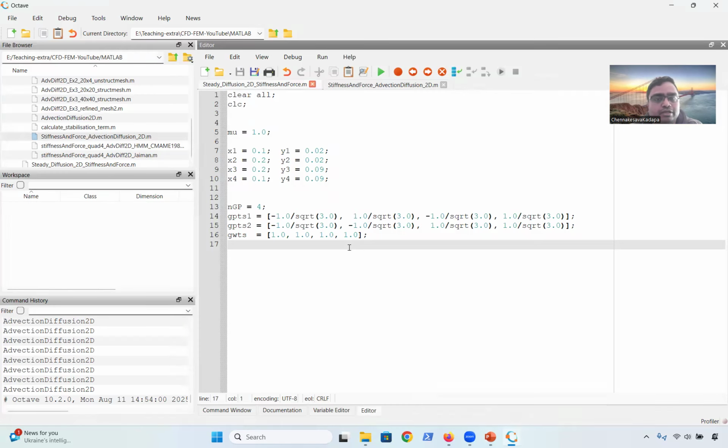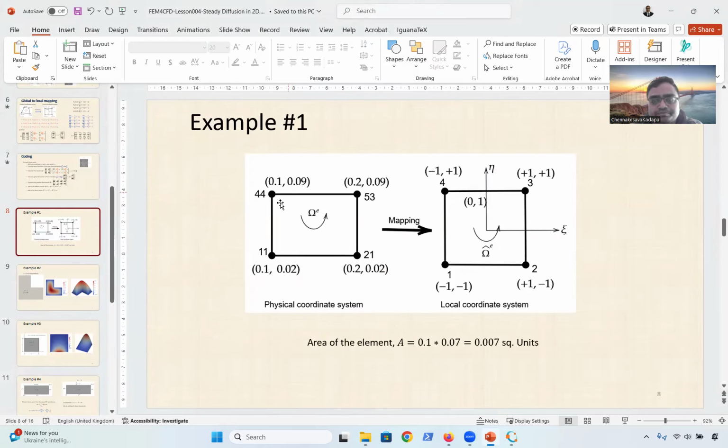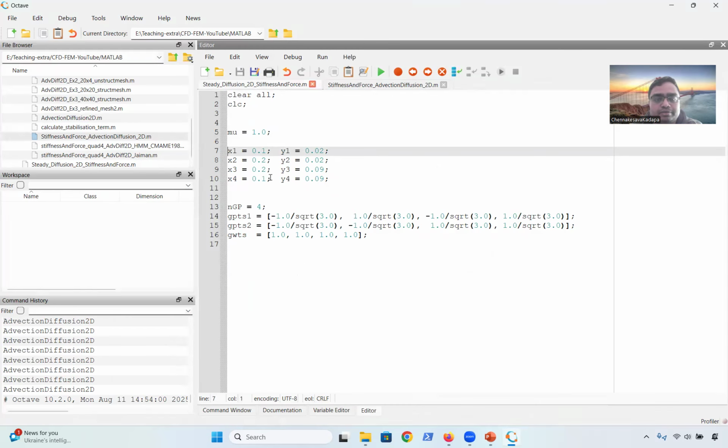What I have done is just coded this. We are assuming that mu, the diffusion coefficient, is 1. It could be anything, and we can change it later. And these are our x1 y1, x2 y2, x3 y3, x4 y4, our nodal coordinates. Remember, we have to order them in the counterclockwise direction, because that is how we store the basis functions. The nodes should be in the corresponding order, so that is 11, 21, 53, 44 and their coordinates, x1 y1 through x4 y4. That's how I have ordered them.